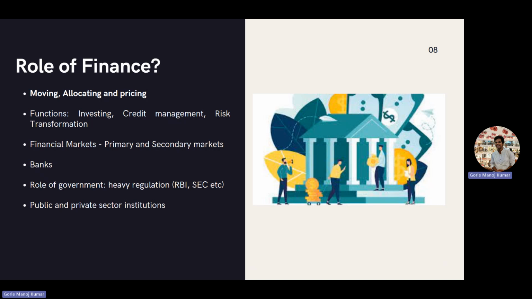And important: the next four are the important components of any financial system in any country. So no matter where you go, a country will always have these four.